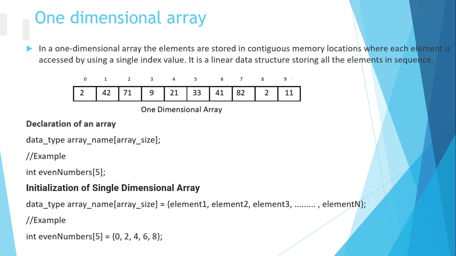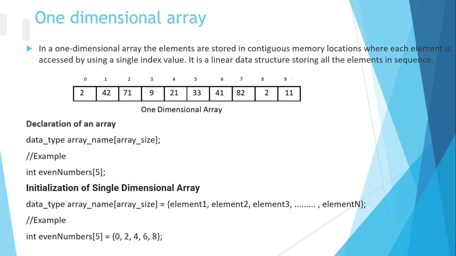One-dimensional arrays. In a one-dimensional array, the elements are stored in contiguous memory locations, where each element is accessed by using a single index value. It is a linear data structure stored in sequence. So what are one-dimensional arrays? In a one-dimensional array, we use a single subscript. So these are one-dimensional arrays.